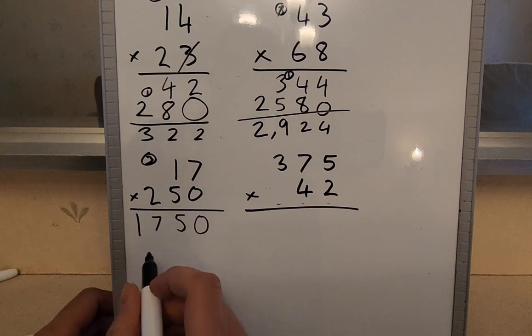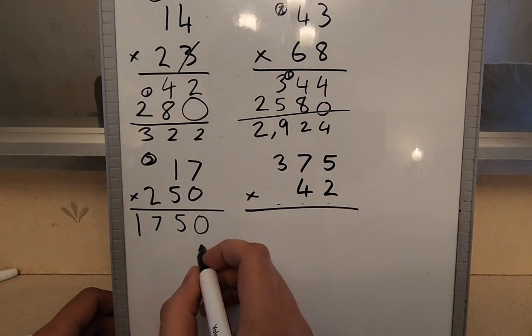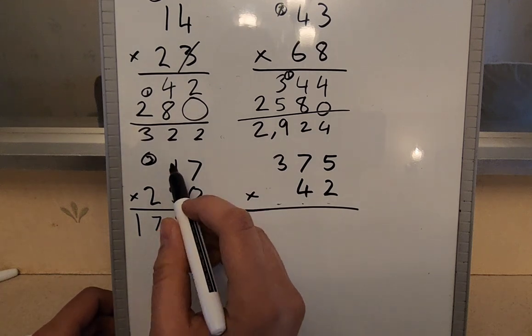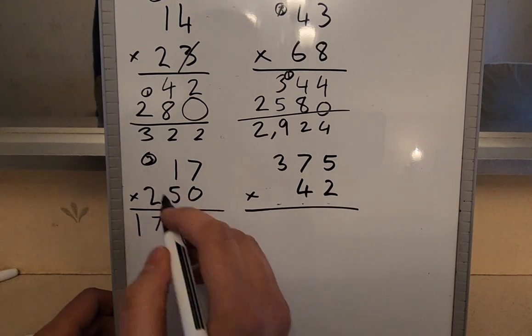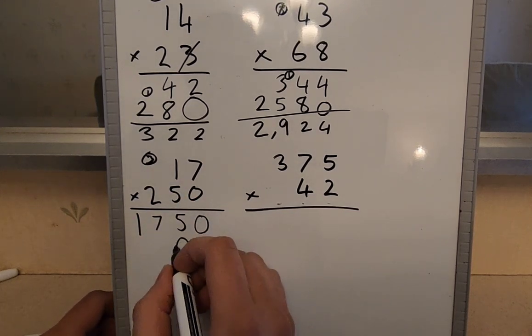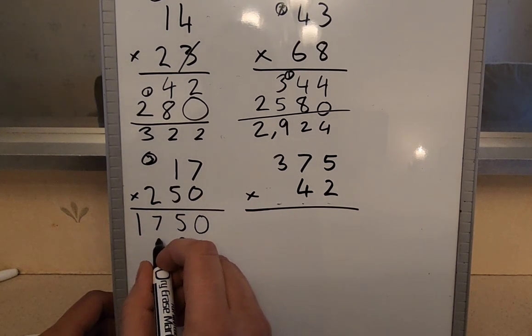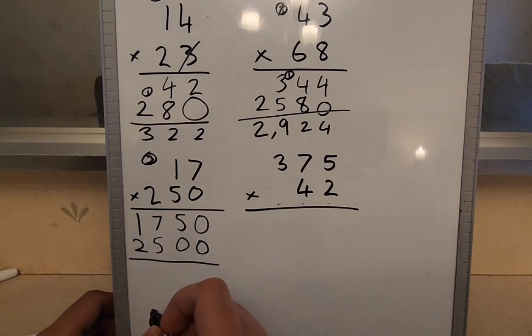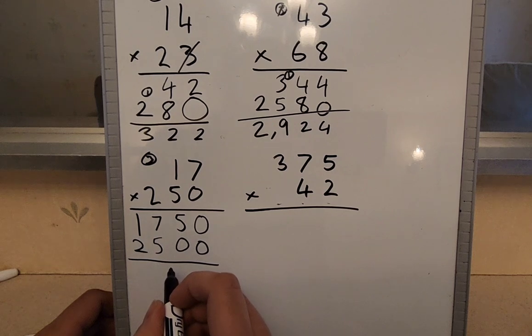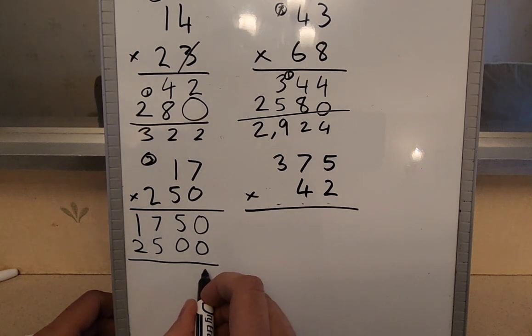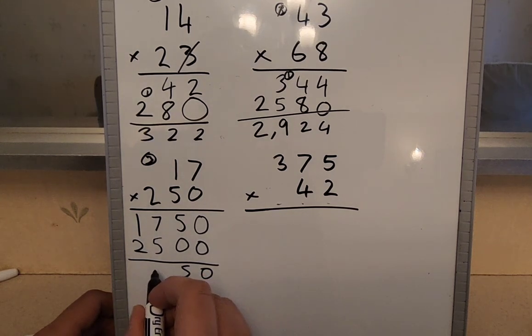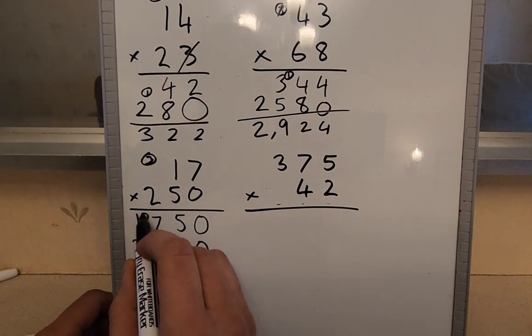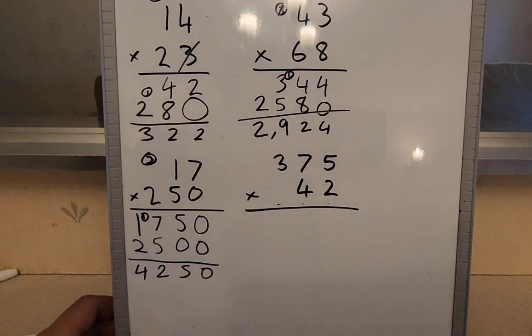Okay, now again fill this space up because we want the tens column. 0 times 1 is going to be 0. 5 times 1 is going to be 5, and we have a 2 here. Lovely. Now we can go ahead and add these up. And we have 4,250.